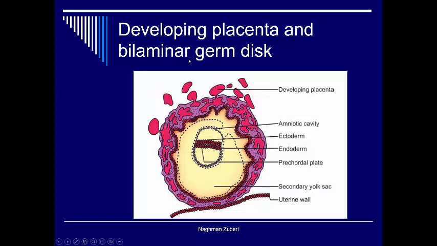Developing placenta and the bilaminar germ disc. This is the developing placenta. This is the amniotic cavity, ectoderm, endoderm. Then we have the procaudal plate over here. This is the secondary yolk sac. This is the uterine wall.